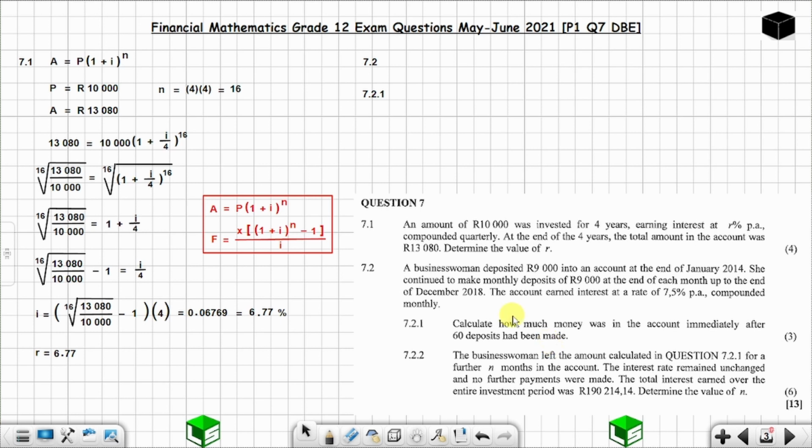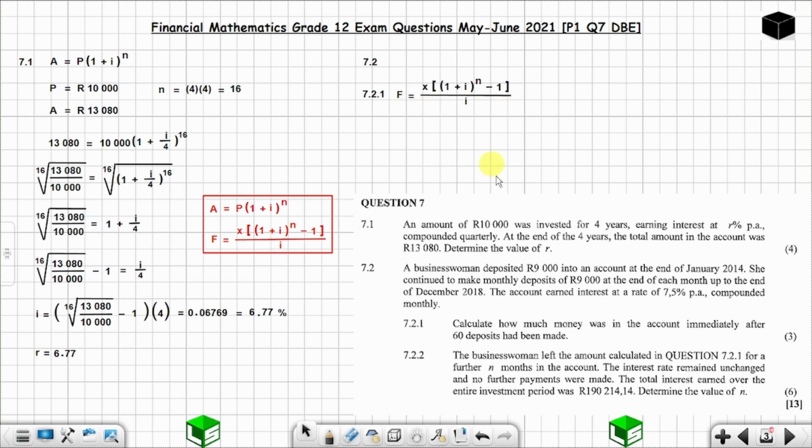Okay, so as I said in the previous question 7.1, when you read this question 7.2, you can see 9,000 is deposited into an account, and the businesswoman continues to make monthly deposits of 9,000. So there is a 9,000 which is deposited at a regular period. Okay, 9,000, 9,000, 9,000 until December 2018. You understand that the formula to use is this one. F is equal to this. This is known as the future value formula.